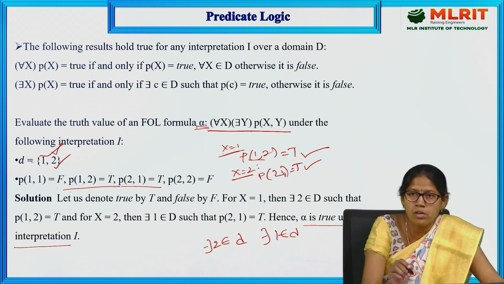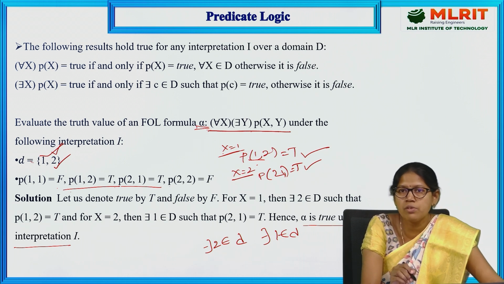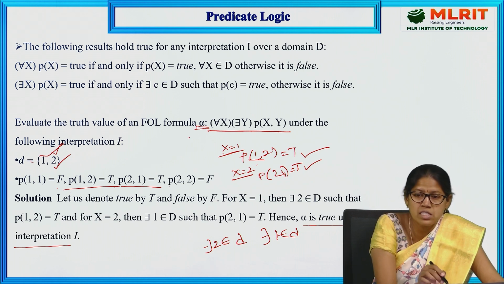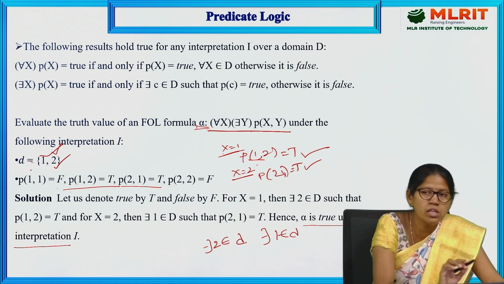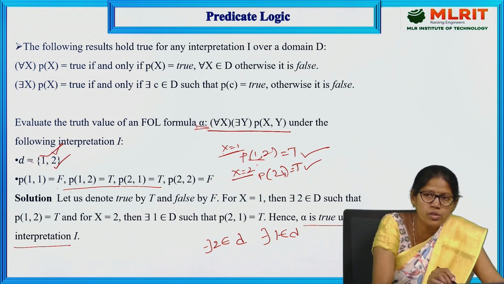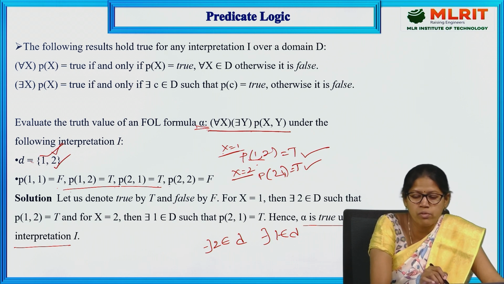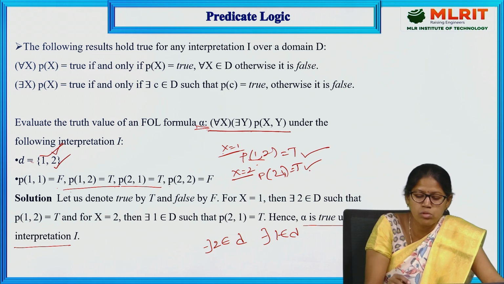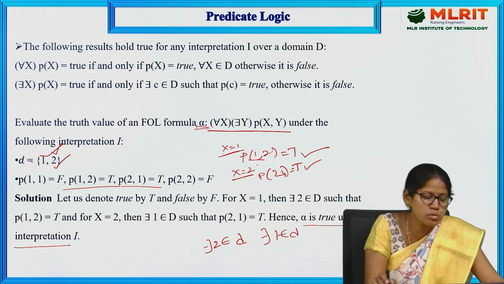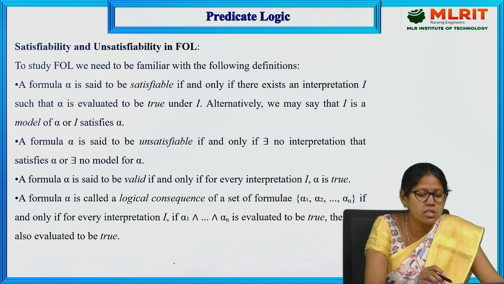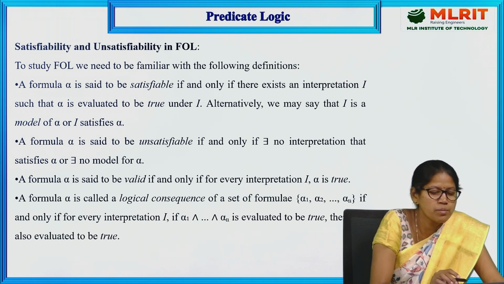Before substituting the values into the function, first we need to check whether there exists y belonging to D or not. Yes, it does. Then we substitute the values and find out whether it is assigned true or false. In both interpretations, it is true. So we can conclude that alpha is true under interpretation I. Let's see what the definitions of satisfiability and unsatisfiability are.